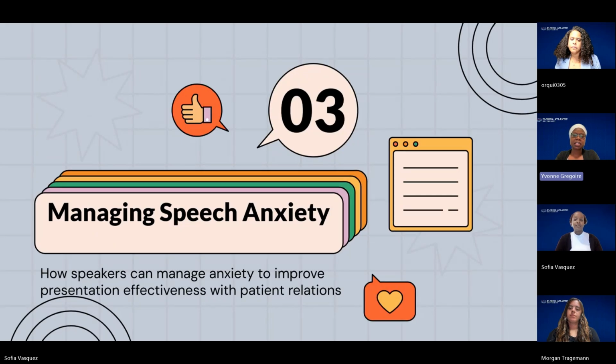Managing speech anxiety. In order to manage speech anxiety, we need to understand what anxiety is. Managing anxiety helps you communicate with confidence, clarity, and professionalism. As future healthcare professionals, reducing presentation anxiety enables you to educate patients more effectively, build trust, and strengthen patient-provider communication.